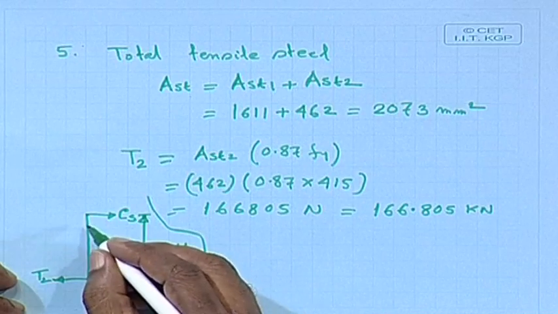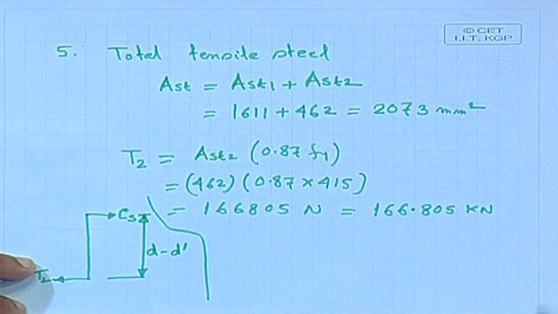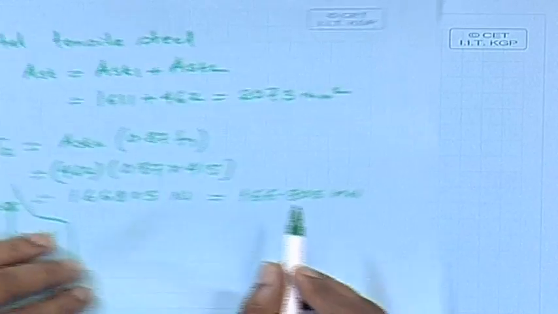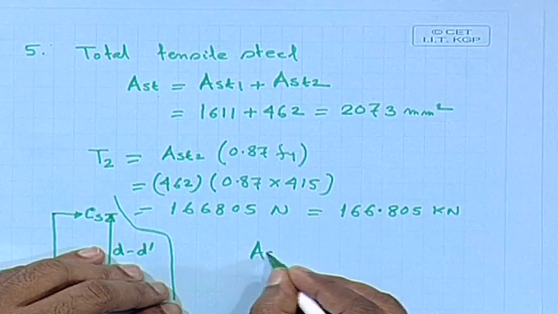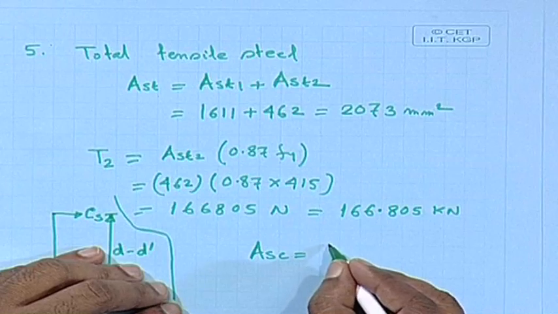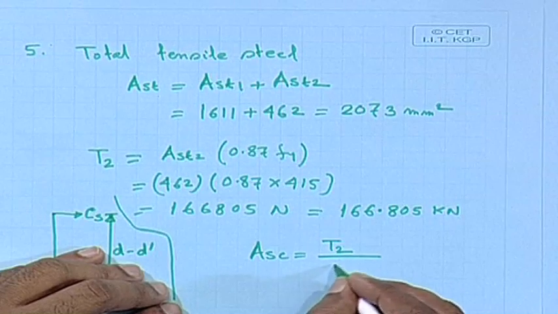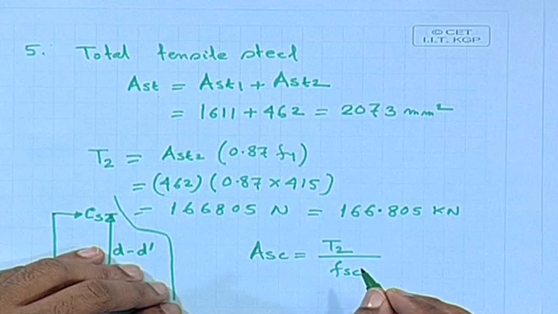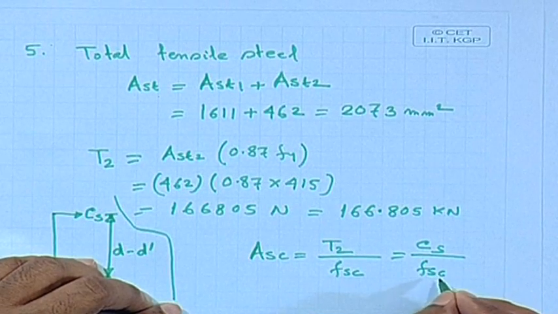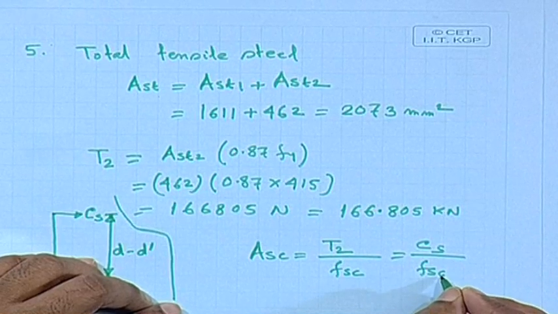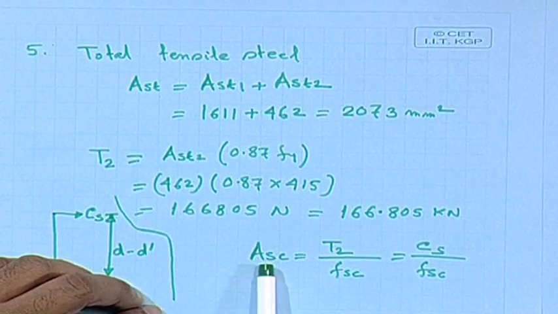So, we have to find out the strain and stress, but your force will be equal to 166.805. In other way I can say ASC will be equal to T2 by FSC, or in other way CS by FSC, but we do not know FSC. At this moment we do not know FSC, but we know the strain, and from that strain we can get the corresponding stress, and if we can find out the stress we can get the ASC.